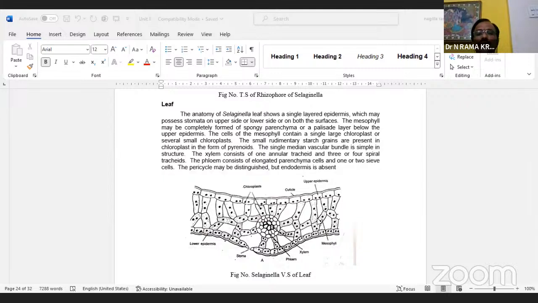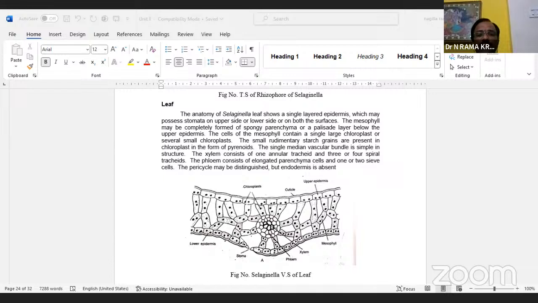Here also there are three regions. One is the epidermis, the second is the mesophyll, and the third is the vascular bundles. The Selaginella epidermis is a single layer. There are no intercellular spaces, and above the epidermis we see a cuticle layer-like structure.